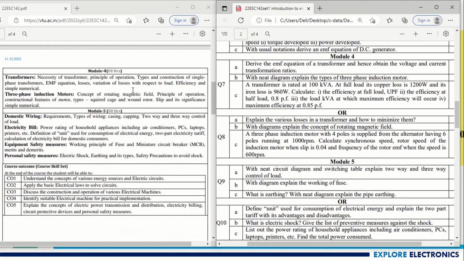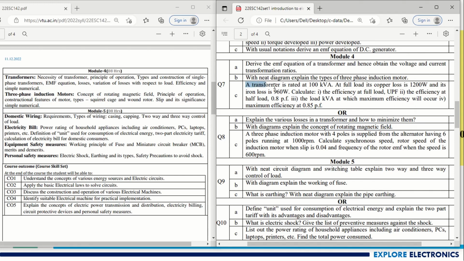Coming to module 4. What we have in module 4? Transformers and 3-phase induction motors. Here also again, derive the EMF equation for the transformer question is there. And with a diagram, explain types of three-phase induction motors. These are theory questions. And coming to the choice question, various losses in the transformer they have asked and how to minimize them. And explain the concept with the diagram of rotating magnetic field.